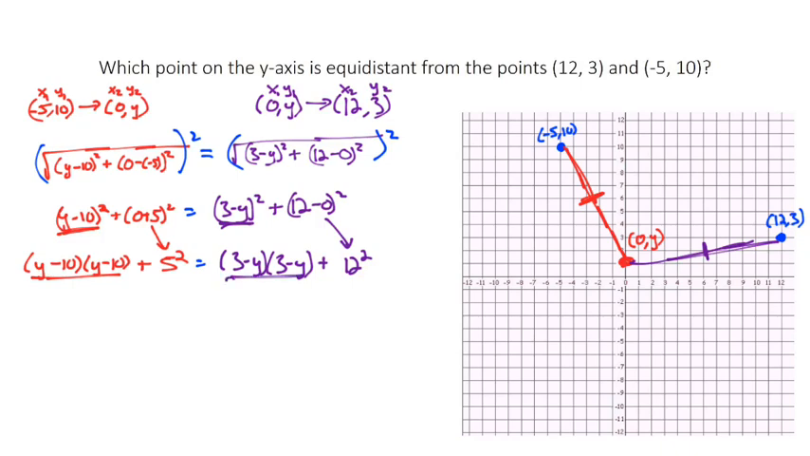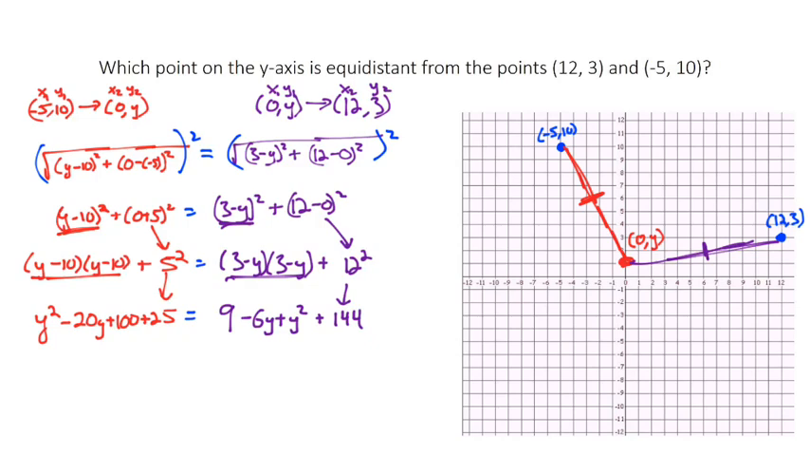I'm not going to go into detail about how to do that, but this one should become y squared minus 20y plus 100. And then you bring down your plus 25. And that's equal to, over here, let's see, it looks like 9 minus 6y plus y squared. And then I'm going to bring down a 144. Now we just have a good old-fashioned quadratic. And so what I'd like to do is collect all my terms onto one side of the equation. Oh, I say it's a quadratic.